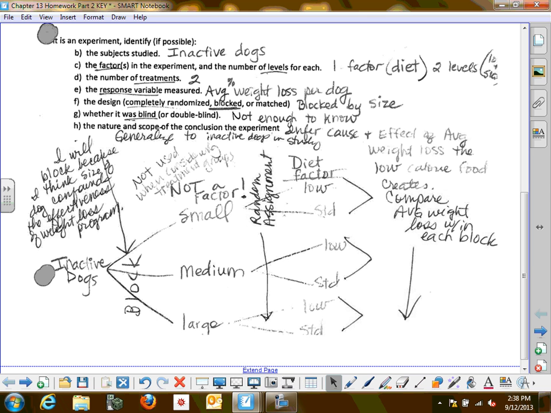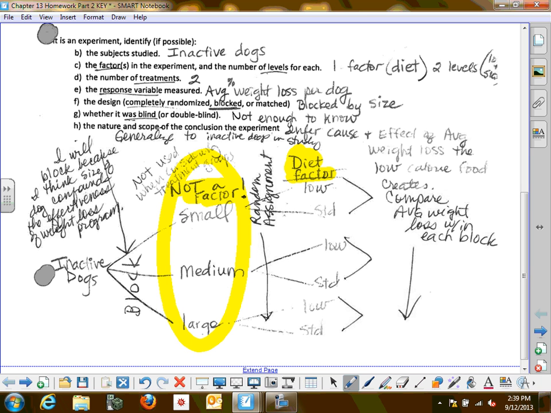Size of dog is not a factor. Look at this. Size of dog is a block. A factor is something that gets assigned to the subject. Does size of dog get assigned to the subject? No, it's just that. So size is not a factor. There's only one factor. It's which diet the animal gets, at 2 levels, low and standard.